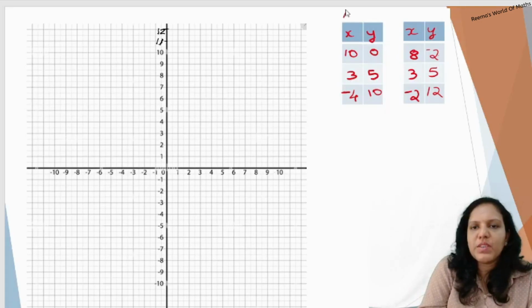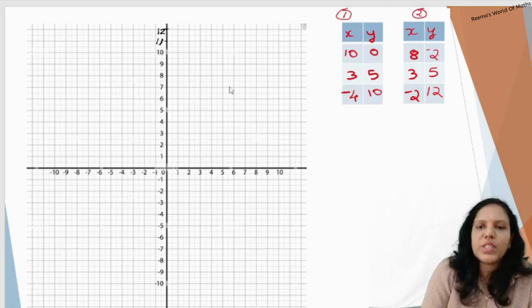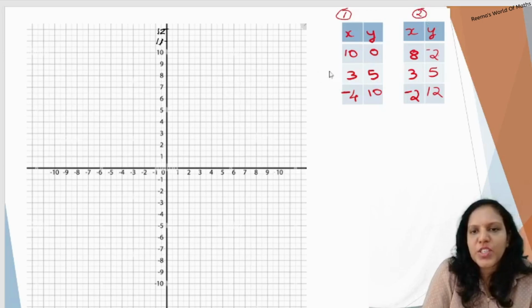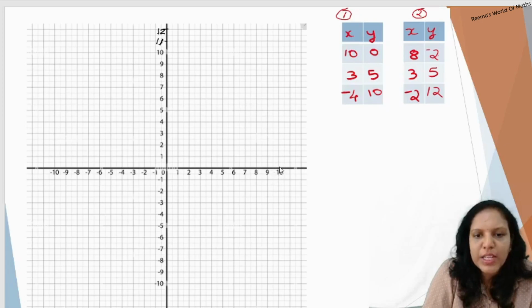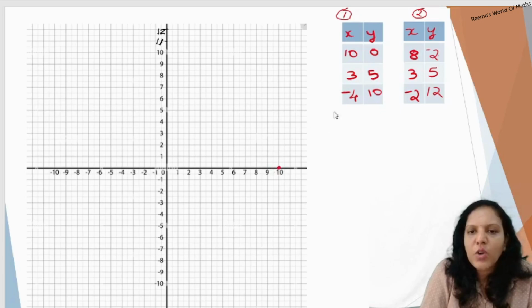So the first equation is 7x plus 5y equal to 50, and the other one is the second equation. Here we have found the coordinates of both equations. Let's plot them. So for the first equation, when the value of x is 10, the value of y is 0. So it falls here on the graph. Now when the value of x is 3 and the value of y is 5, it falls right here.